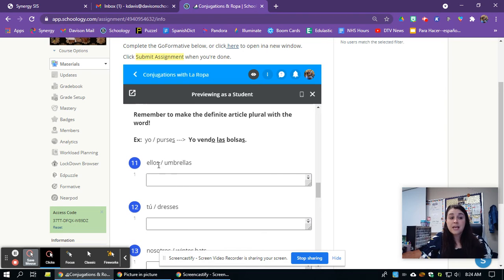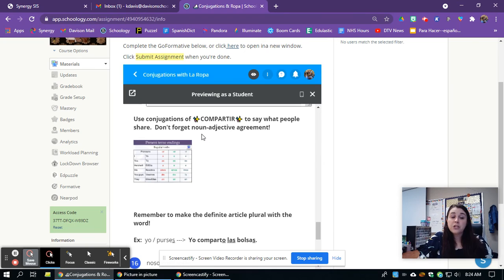So if I want to say they sell umbrellas, we have ellos. Sell is vender, and for ellos we use an en ending. And then umbrella is el paraguas, but we want to make it plural. So los paraguas. There we go. Period.